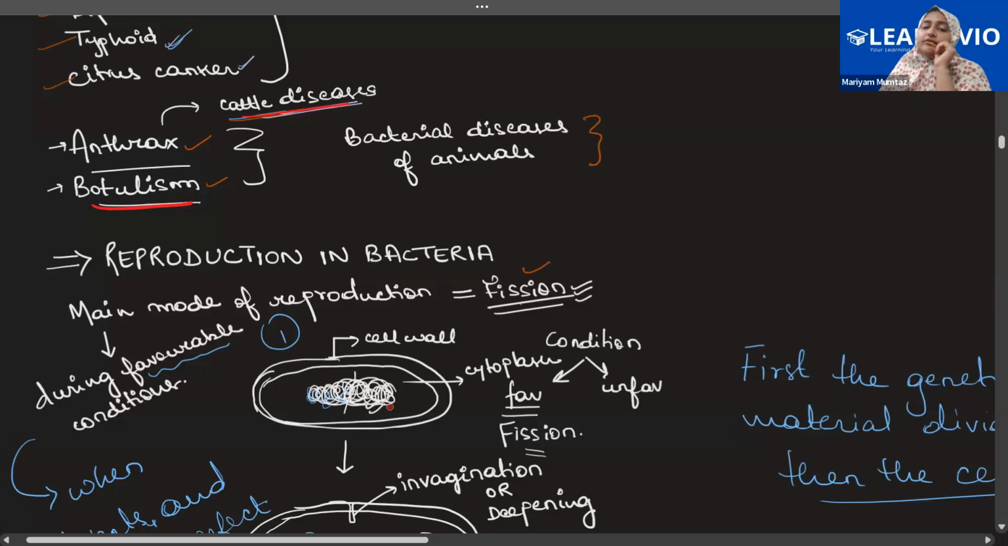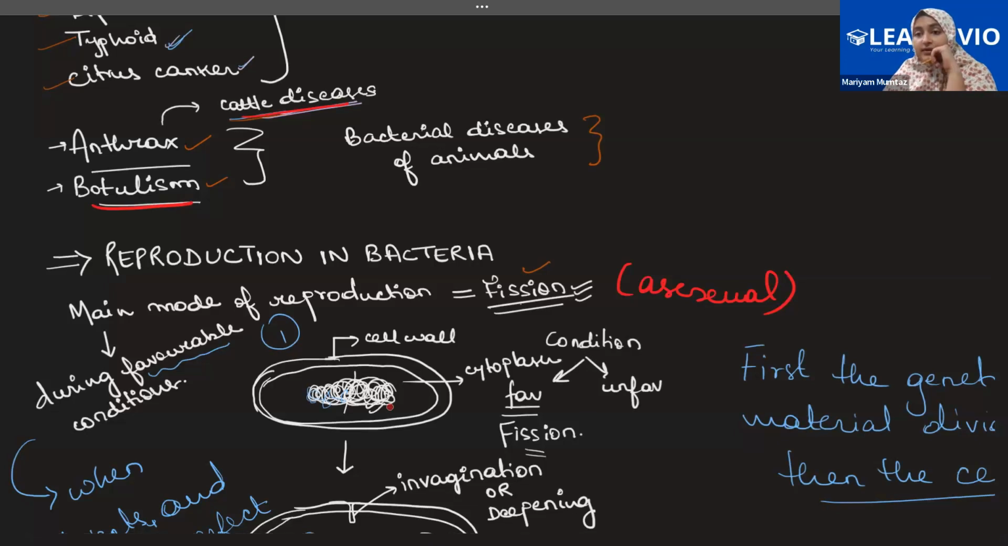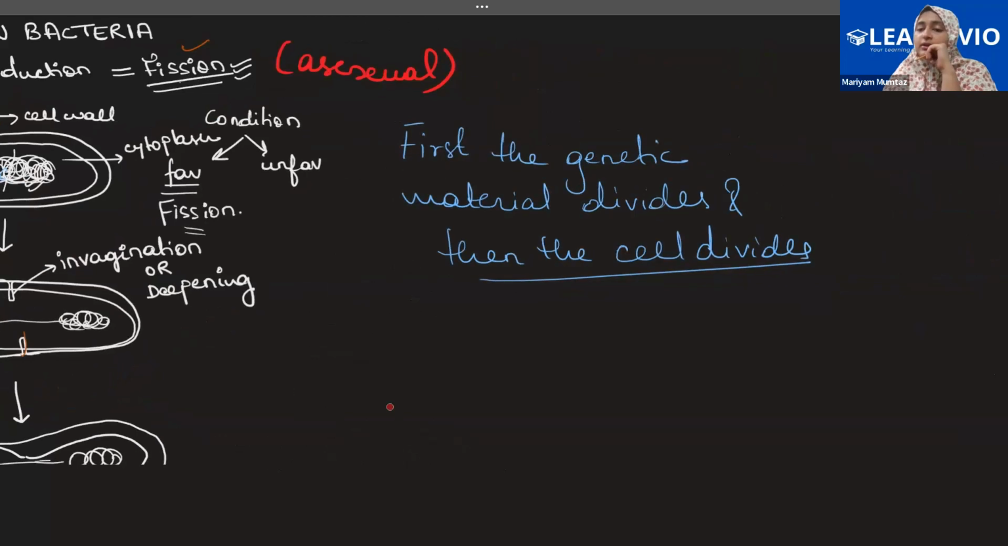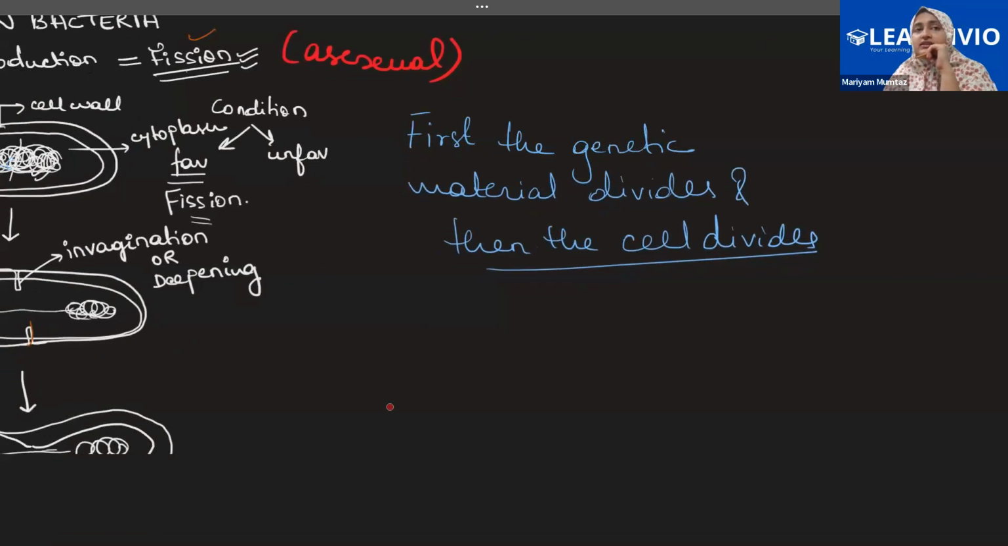Now, talking about reproduction in bacteria, the main mode of reproduction is fission, which is a type of asexual reproduction. They are so primitive that not a lot of sexual reproduction can happen in them. In binary fission, first the genetic material divides and then the cell divides.